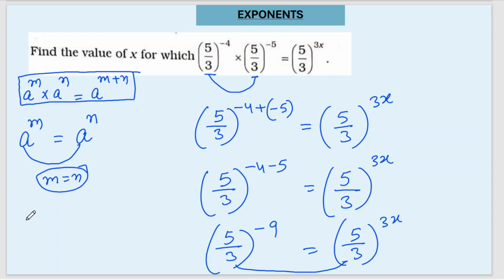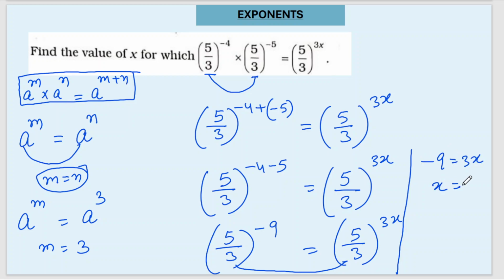Let me take you an example. Suppose a to the power m is given as a to the power 3. So from here we can find m equal to 3. Okay. So the same way I am applying the formula here. It is 5 by 3 to the power minus 9 equal to 5 by 3 to the power 3x. So minus 9 equal to 3x. So x equal to minus 3. So this is your answer. Okay. Next question.